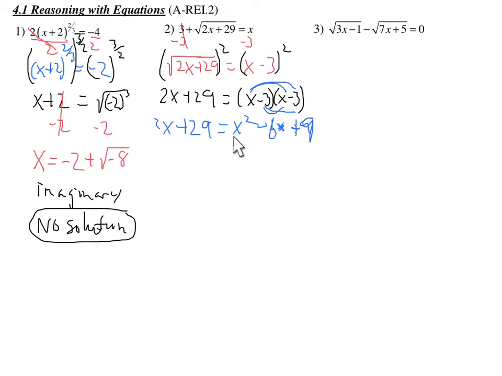All right, my next step to solve this is to move these two guys over here to make it equal to 0. Because whenever you have an x squared, you are looking to equal it to 0 to solve it. So here we go. Let's minus the 2x over and minus the 29 over. So the 2x would go to that, and the 29 would go here. Those are gone. I now have 0 equals x squared.